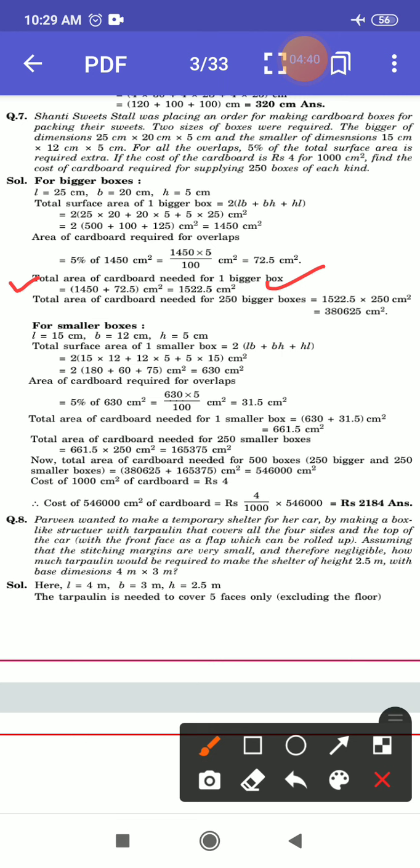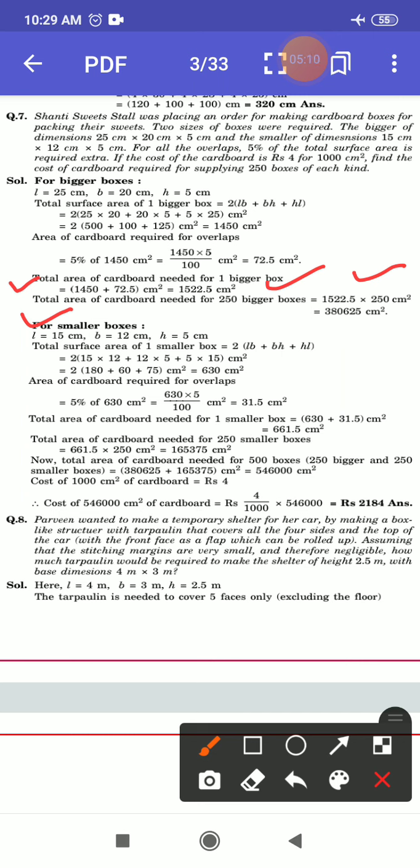Then after you have to make 250 boxes, so you have to multiply this by 250, and then you find the total surface area, the cardboard area, of 250 boxes. This is 380625 centimeter square. This is the total cardboard area that is required for making the 250 big boxes with the help of the given dimensions.